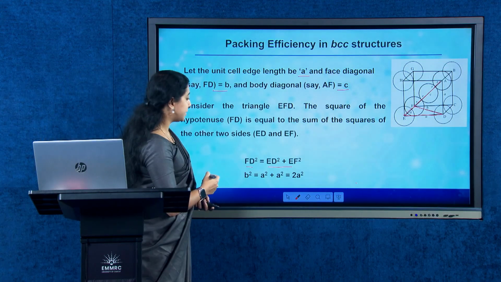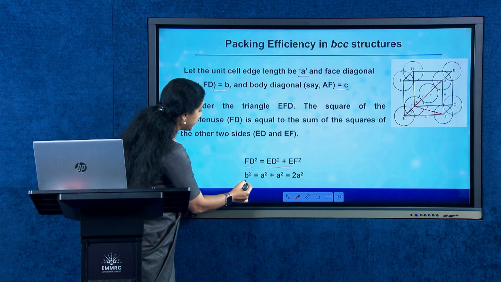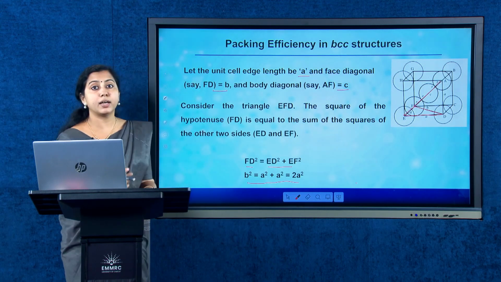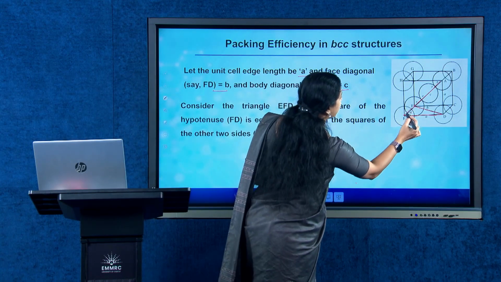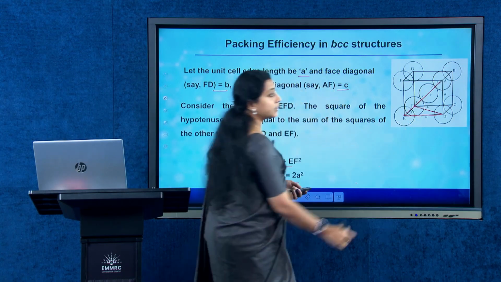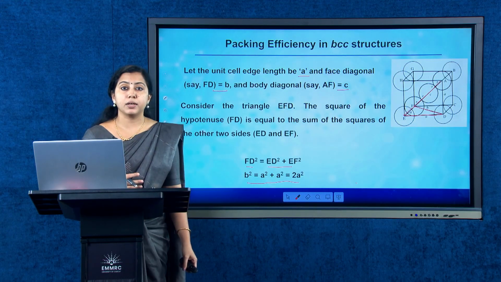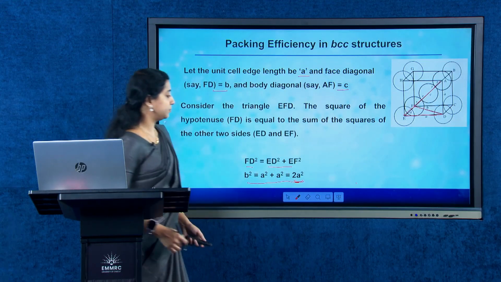FD is the face diagonal, that is represented as B. So B square is equal to A square plus A square, where A is the edge length. EF and ED here are the edge lengths, so it is A. So we have B square is equal to A square plus A square, so that is equal to 2A square.